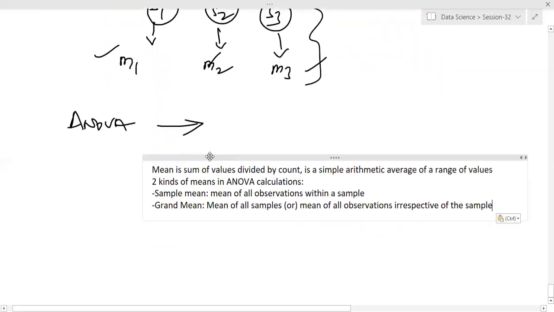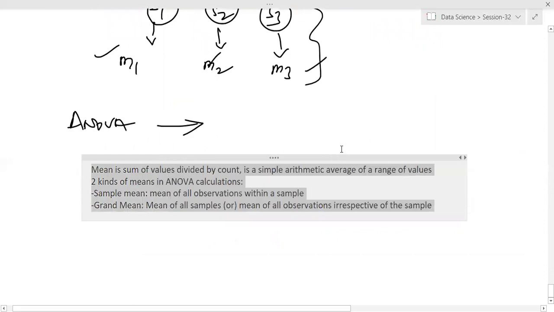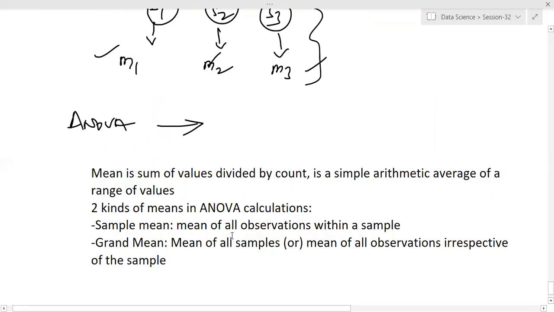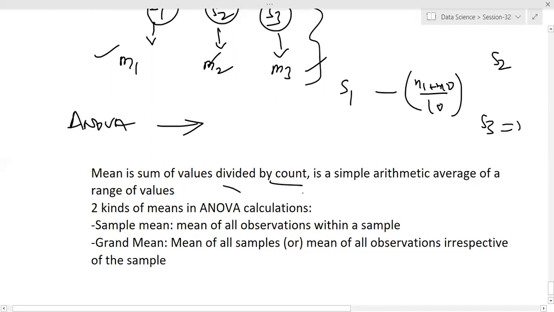If you observe the point here, just have a look on this. This point helps us to understand. Observe here, mean is the sum of values divided by the count. We know that. Suppose sample 1 is having some 10 numbers and all those numbers up to 10 can be calculated. And similarly, the second one and third mean also we can compute. So it is a simple arithmetic average of a range of values. And ANOVA fetches two kinds of mean, friend.